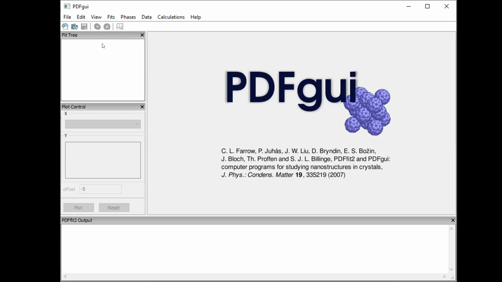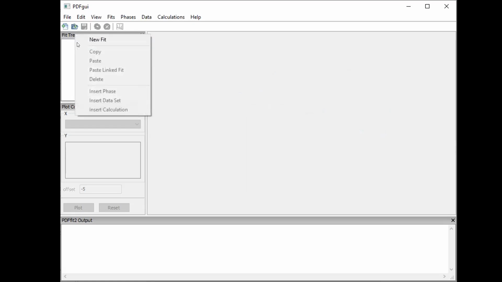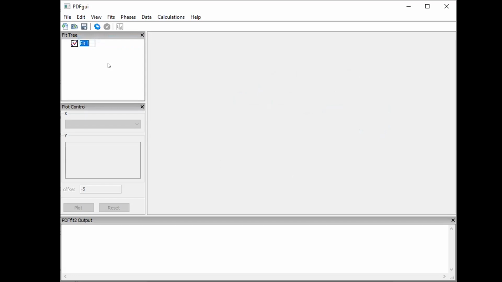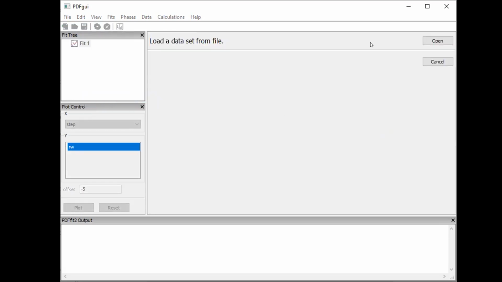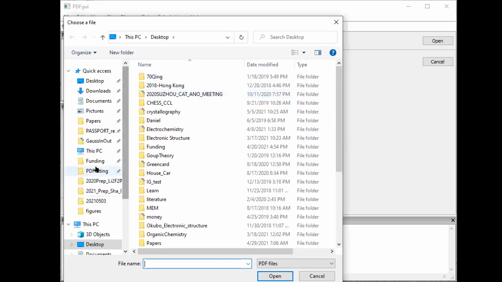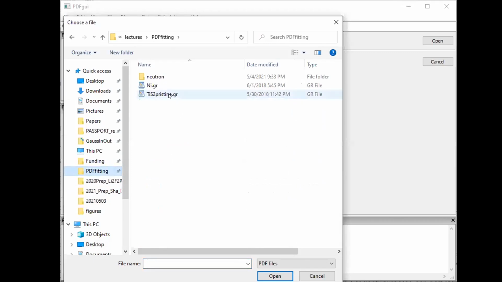Okay, so what we do is we start the new fit, and you can open your own software and follow my steps. Then we input the data set. So remember, there's our titanium sulfide pristine GR data. This is the processed data.